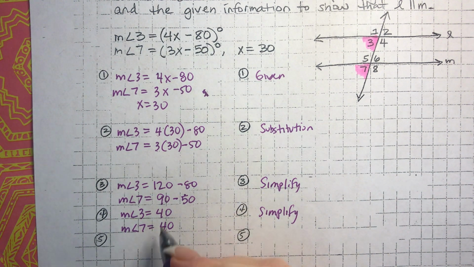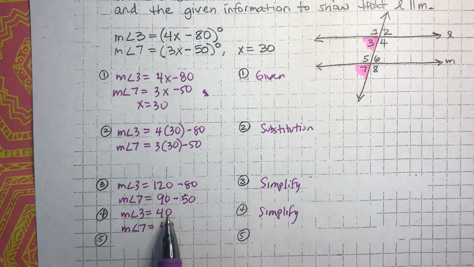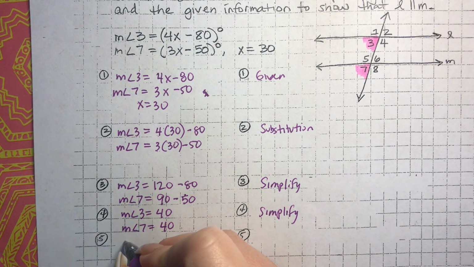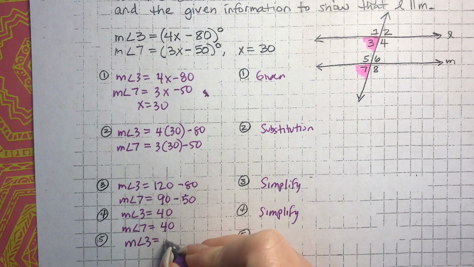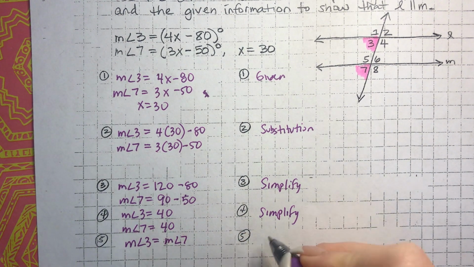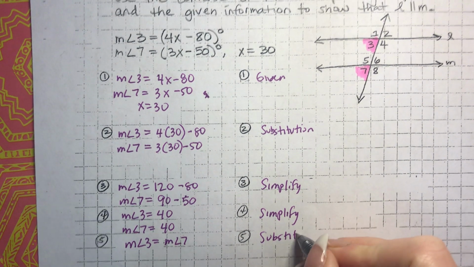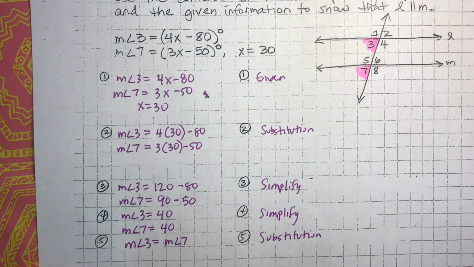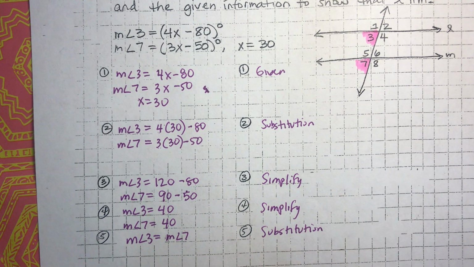So we're going to do that by substituting. Measure of angle 7 is the same thing as 40, so I'm going to substitute that in here. And so I end up with measure of angle 3 equals measure of angle 7. That's substitution. Okay, and then I'm just going to keep going.